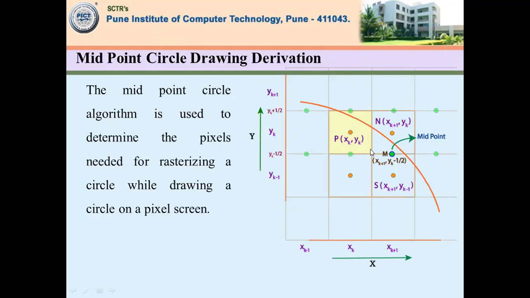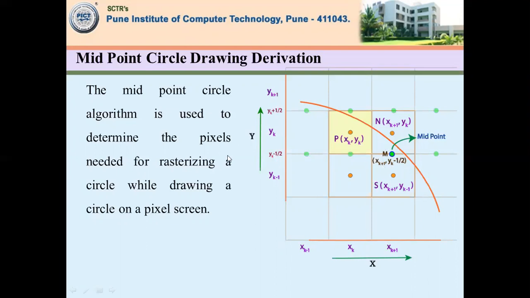P is one point, then N is the north pixel, S is the south pixel. See here, we consider one middle point for the north and south pixel. This is the midpoint, where X is incremented already for this position. What about the Y value? Y will be yk minus half. If you go above, it will be yk plus half, like this.